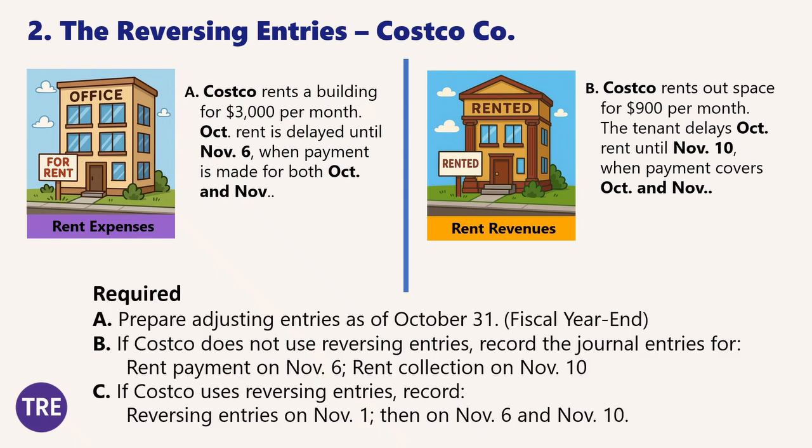The question asks us to prepare adjusting entries as of October 31. Then, depending on whether we use reversing entries or not, we'll record the November cash payment and collection differently. The key idea is this: reversing entries are optional, but they simplify the recording of regular transactions in the new period. They clear out the accrual so that when cash is finally paid or collected, we don't accidentally double count.